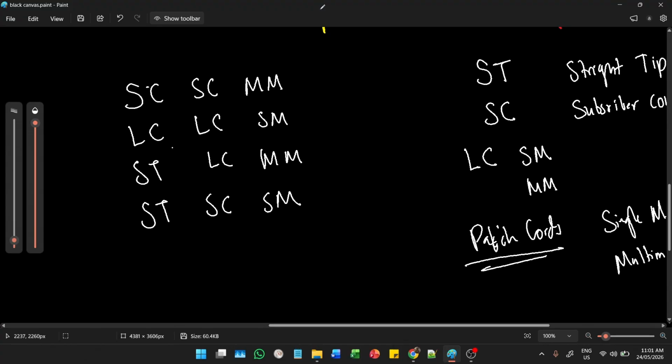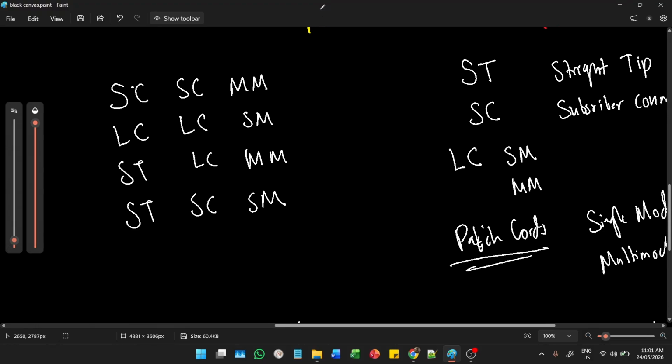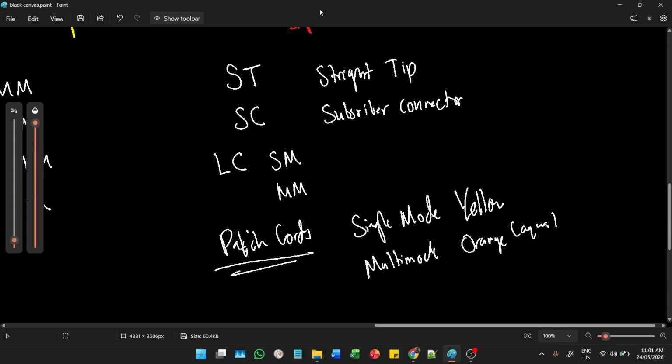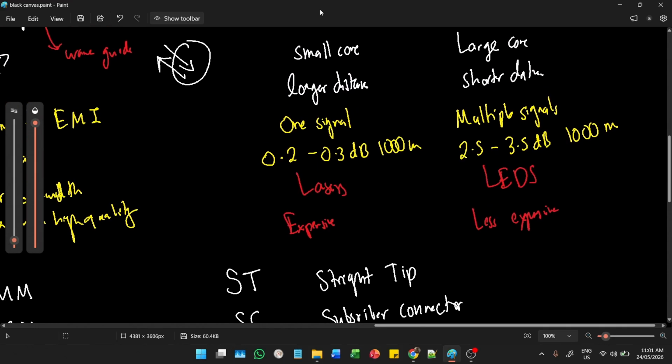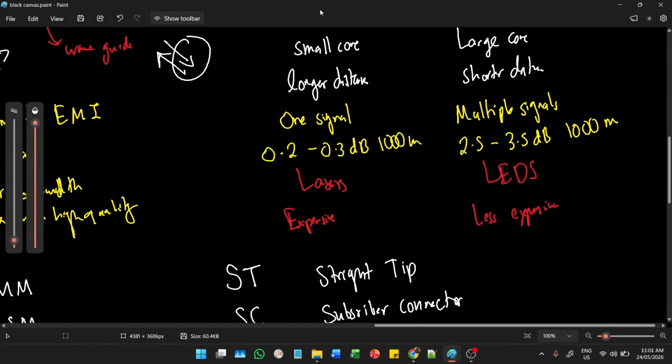So all it does is connect two different devices with subscriber connector. This one connects two different devices with a lucent connector. This connects two different devices with two different connectors. One is straight tip and lucent connector, and the other one is straight tip and subscriber connector. Right? Perfect. I hope you understood this because we are not done. We are not even done.